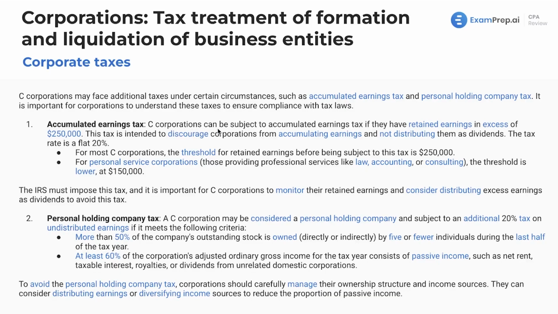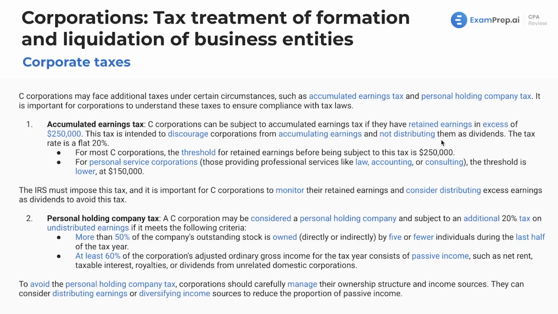Now, C corporations can be subject to this accumulated earnings tax if they have retained earnings in excess of $250,000. This tax, why does it exist? Well, even if you disagree with the reason, there is generally a reason why a lot of rules and laws within the tax code exist. It's intended to discourage corporations from accumulating earnings and not distributing them as dividends.